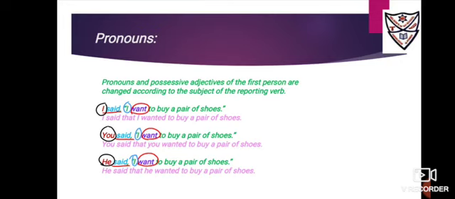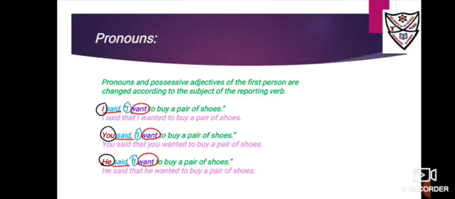Children, every day when I teach you a new method, that doesn't mean the thing that was already taught you will forget it. The very first thing that was taught to you is to underline the reporting verb and circle the reported verb. So children, what is the reporting verb? It is said. And what is the reported verb? It is want. So want changes to wanted. This I have changed.